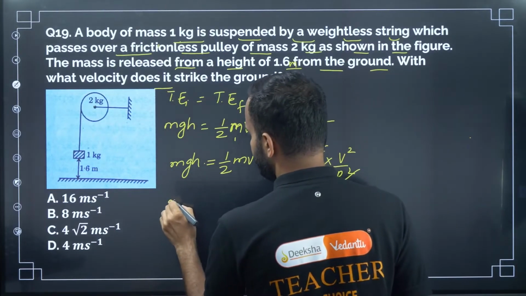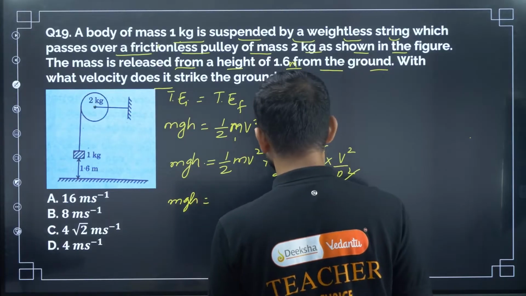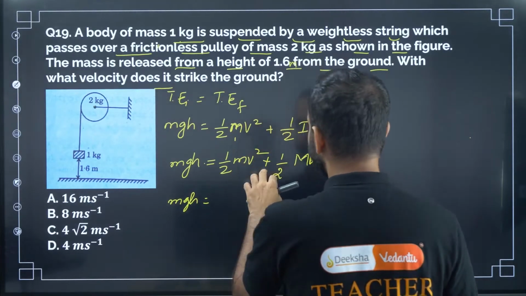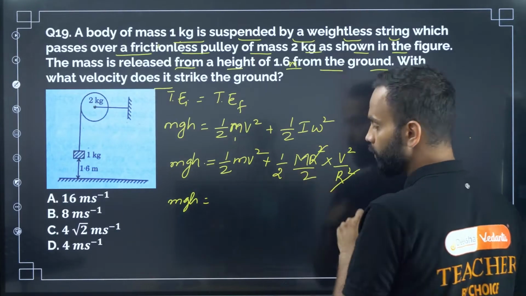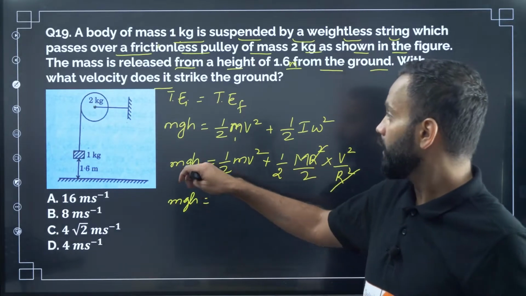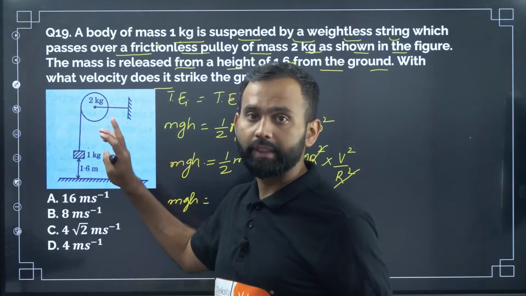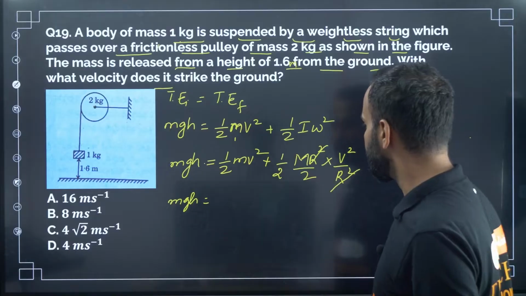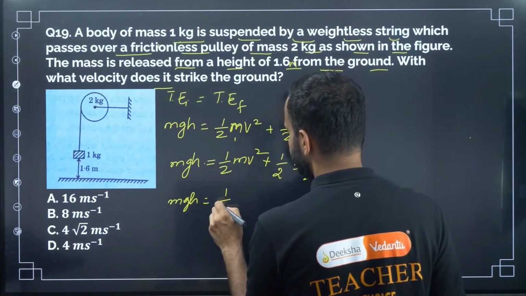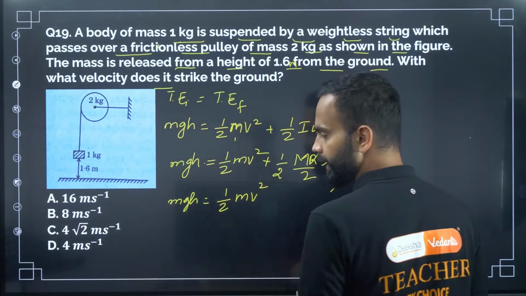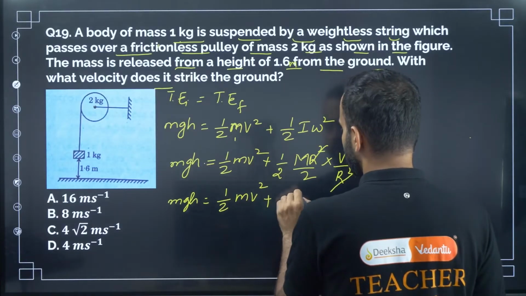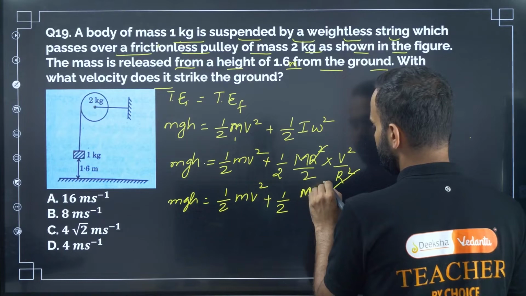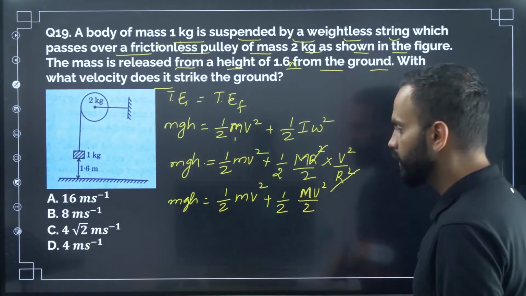So now mgh is equal to, sorry, this is Mr square by 2, not Mr square. Here the moment of inertia of the disc is Mr square by 2, not Mr square, that is for a ring. So mgh equal to half m v square plus half capital M v square divided by 2.